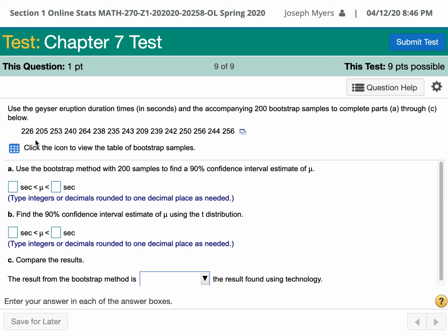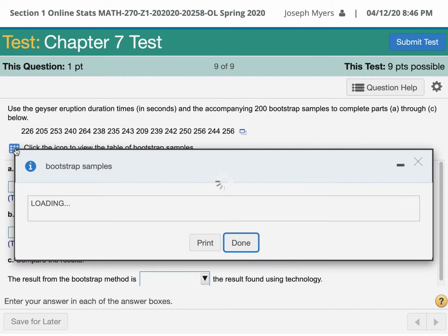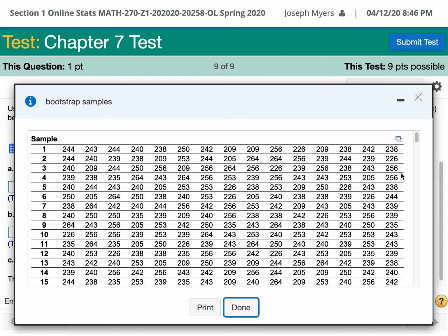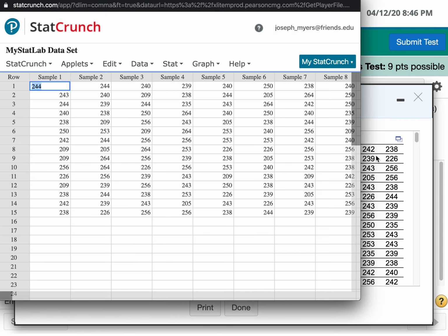So I'll show you. Obviously we're not going to use a hat. So what you do is you just click on the table of bootstrap samples. Now my internet's a little bit slow, so we'll just have to wait a second. Okay, so click on this sample and then click Open in StatCrunch. Now this is going to be kind of fun. So we have 200 samples.